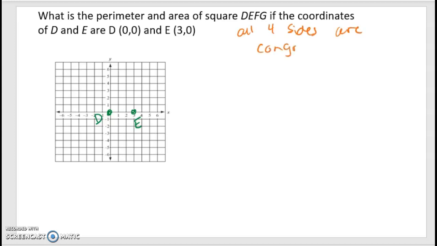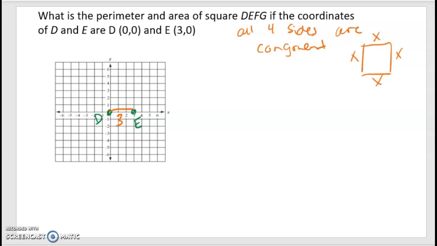That means that if I have a square of any length, let's just say my length is x, each side is also going to be x. In this case, it gave me one of the sides. It gave me DE, but it didn't give me anything else. But DE is all I need, because what's the length of DE? 1, 2, 3. So the length is 3.